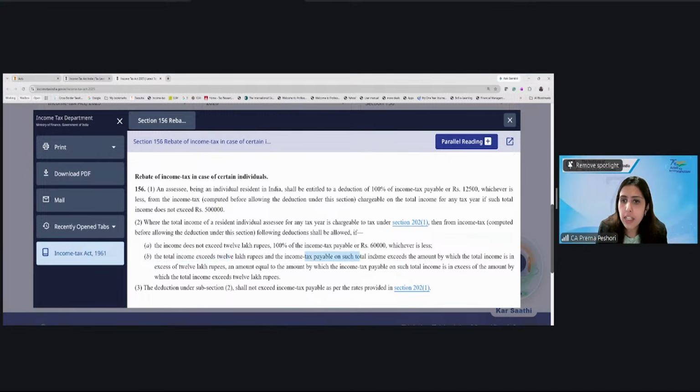And if the total income exceeds 12 lakh rupees and the income tax payable on such total income exceeds the amount by which the total income is in excess of 12 lakh rupees, right? An amount equal to the amount by which the income tax payable on such total income is in excess of the amount by which the total income exceeds 12 lakh rupees. Now this sounds very confusing. First part you understood, right? But this second part, ma'am, it is very confusing. Let us break it down.